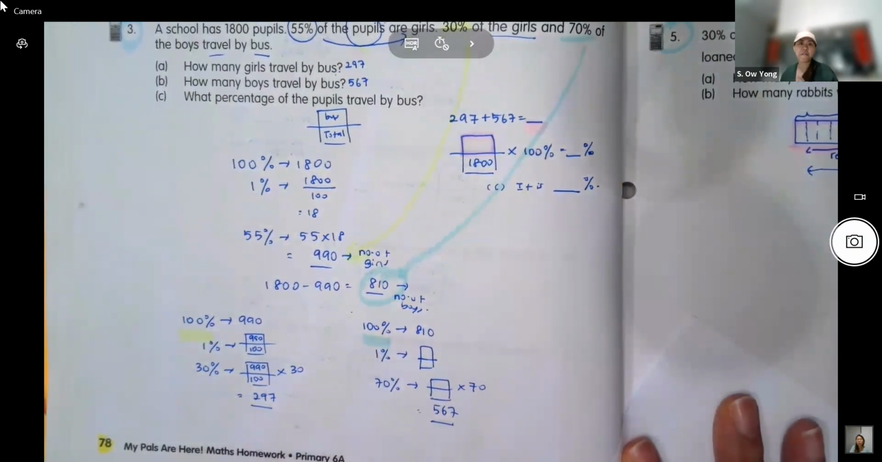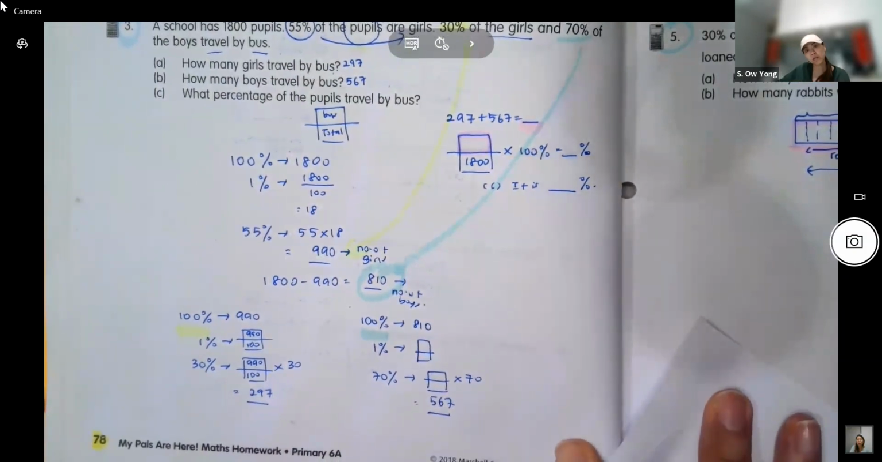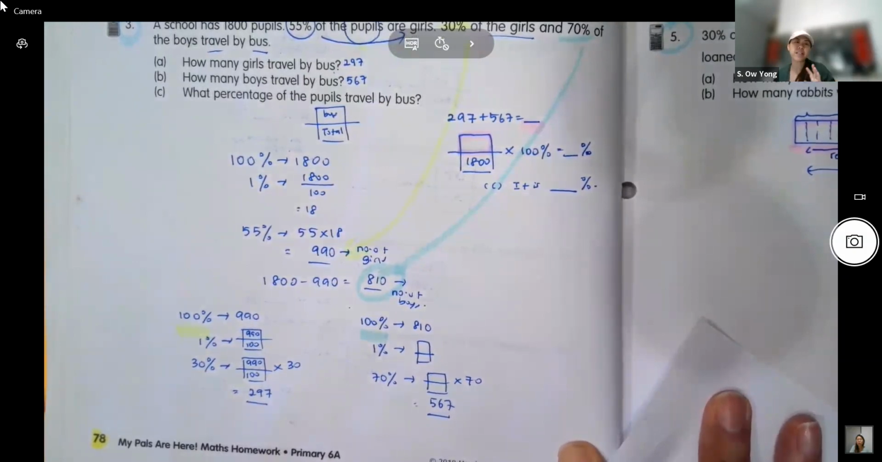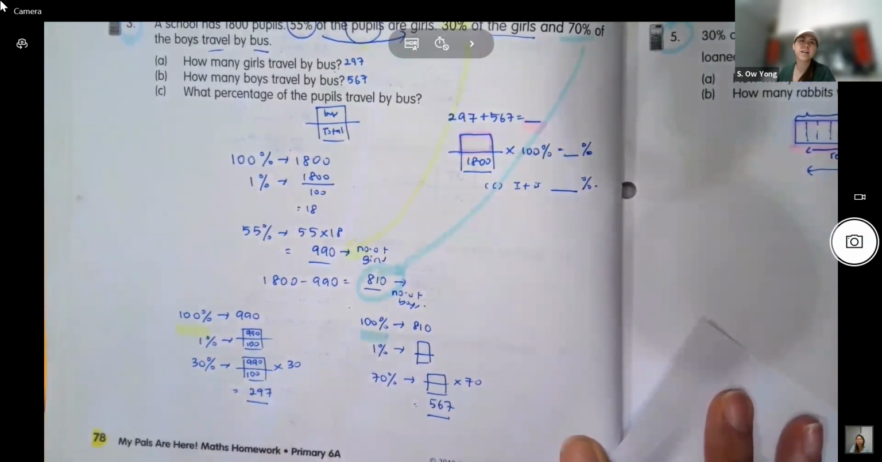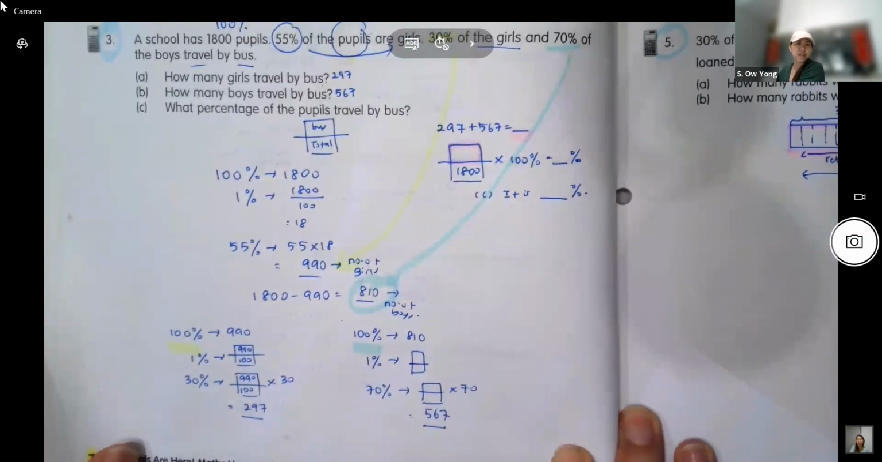So I pause here for 5 seconds for you to take a look and write down neatly in the steps. For those of you who have already written something, erase away, write properly. Give yourself a chance to solve this question properly.